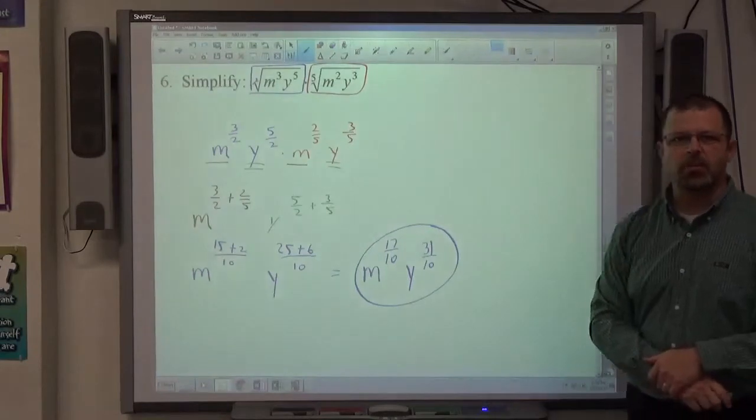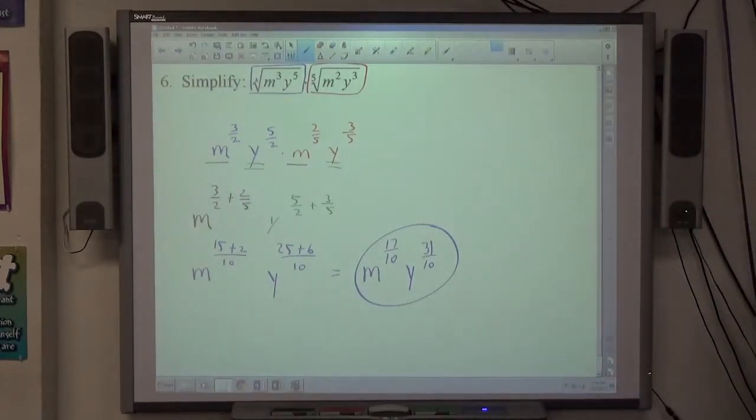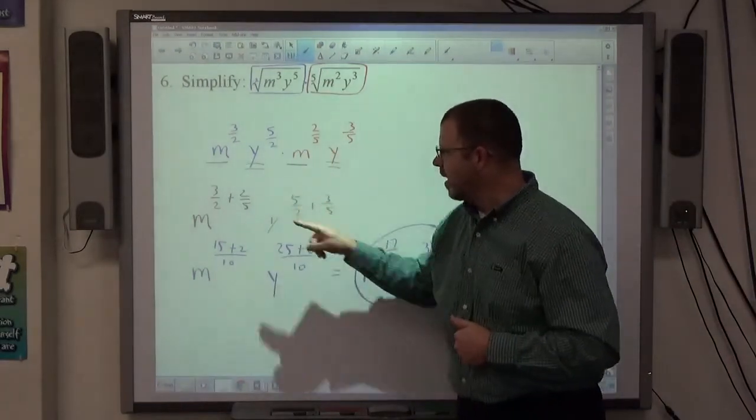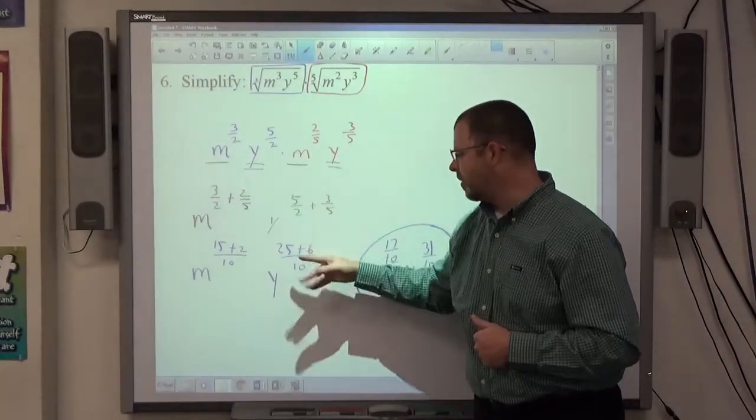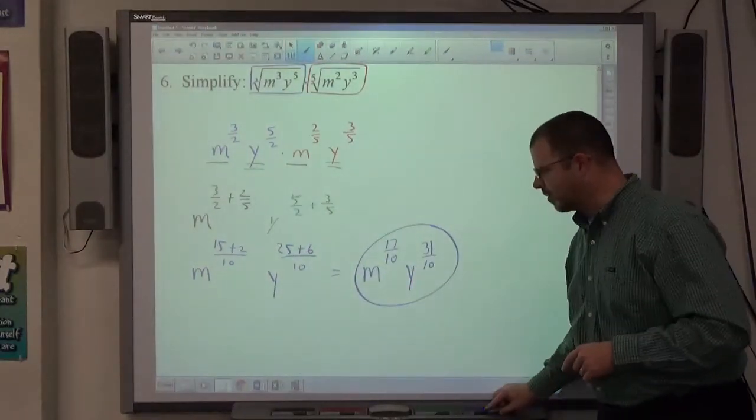And that's the type of answer I'm looking for on that problem. Okay, so create the fractional powers, add the powers of the common letters, get a common denominator in order to actually add them together to get your final answer in the best form possible.